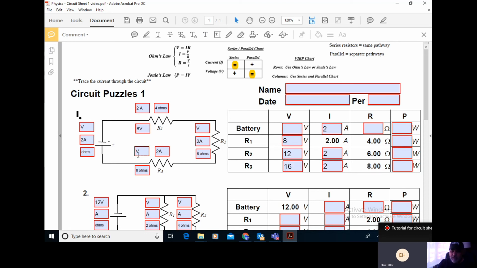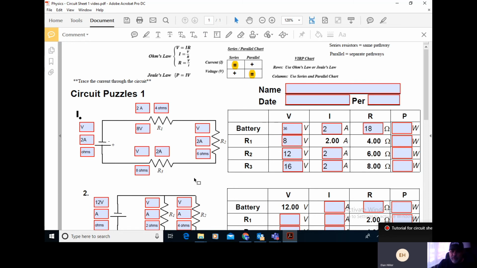Okay, now voltage in series gets summed and added together. So 8 plus 12 plus 16 is 36 total volts. And if we use our Ohm's law calculation here for resistance, voltage over current, 36 divided by 2 is 18 total ohms of resistance for the entire circuit. So all the information on the top row is for the whole circuit as a whole: total voltage, total current, total resistance. All the other values are individual values for each resistor.